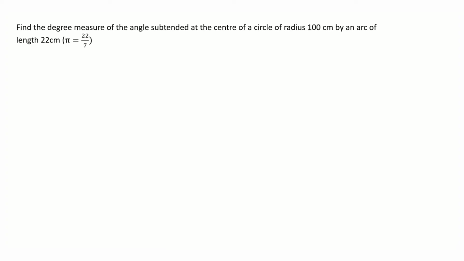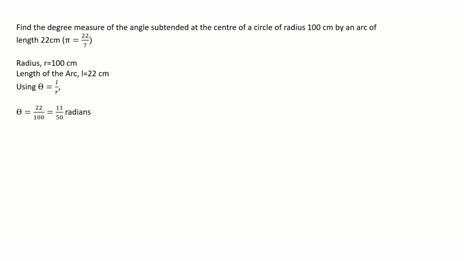Next question. Find the degree measure of an angle subtended at the center of the circle of radius 100 centimeters by an arc of length 22 centimeters. Given that r is equal to 100 and L is equal to 22 centimeters. Using the relationship theta is equal to L by r, we get theta is equal to 11 by 50 radians. Now, we will convert these radians into degree measure. We know that pi radians is equal to 180 degrees.